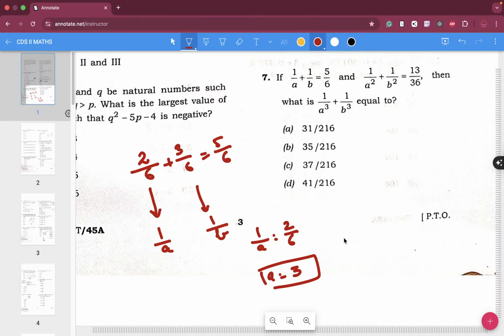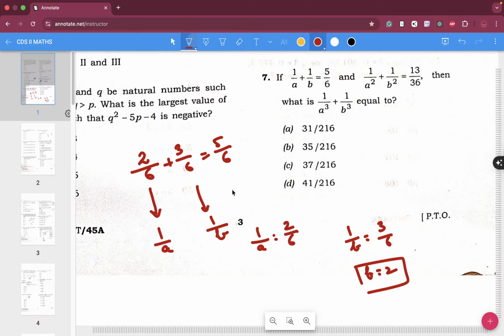Okay, the value of b will be how much? 1 by b is equal to 3 by 6, right? So the value of b is equal to 2. Now, instead of doing this, instead of writing like this, we could write the value of a is equal to 6 by 2. Or otherwise we'll just leave it as it is. Okay, we will leave it as it is.